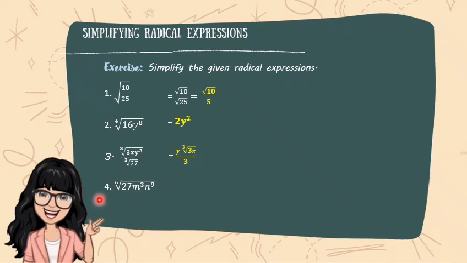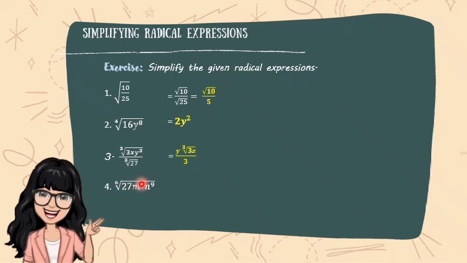Number 4, 6th root of 27m cubed n raised to 9. Is it possible to get the 6th root of 27 and have a whole number as the answer? Not, because 27 is not a perfect 6th power. So instead, we will have factors of 6. We will have to express 6 as a product of two indices. So 6 is a product of 3 and 2. And we can get the cube root of 27.